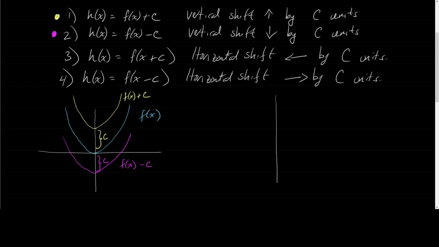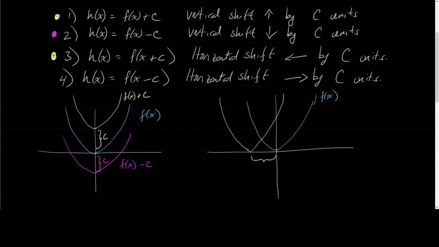Let's look at how it looks horizontally. Again, I'm going to start by drawing my function f of x here. This is in blue, this is f of x. And again, I start with yellow here. For this horizontal shift to the left, where we have the x plus c, it's going to move to the left by c units. So this right here is c units, and this in yellow is f of x plus c.